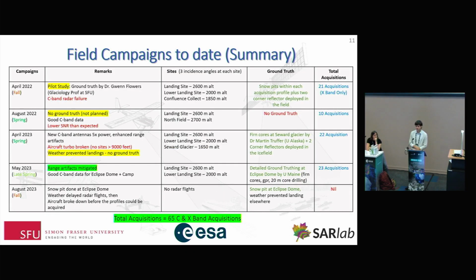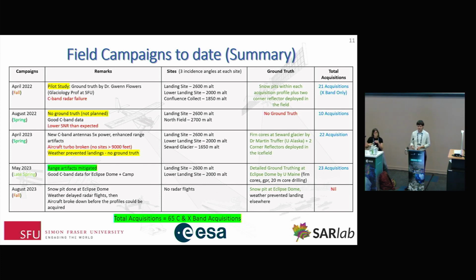So we've had quite a few field campaigns trying to gather this data and quite a few setbacks during this project. Our first attempt at gathering this data was in April 2022. We worked with a glaciologist also at Simon Fraser University named Dr. Gwen Flowers, and she collected wonderful ground truth data, but we had a hardware failure in the radar and weren't able to collect any C-band data. So we only have X-band data from then.